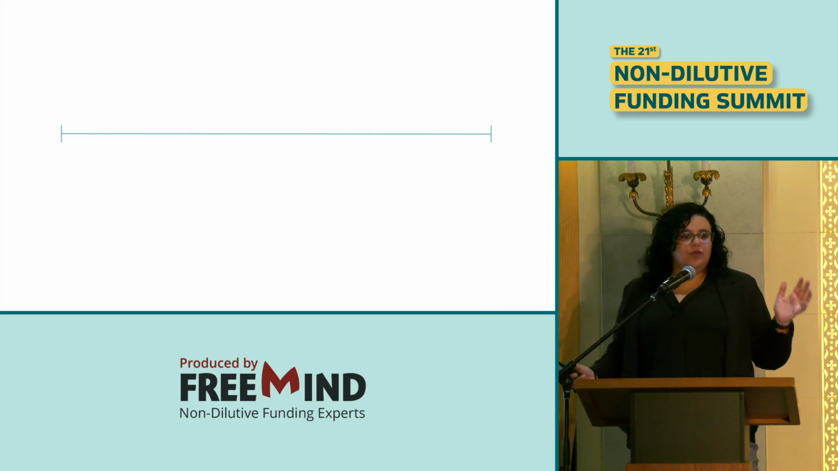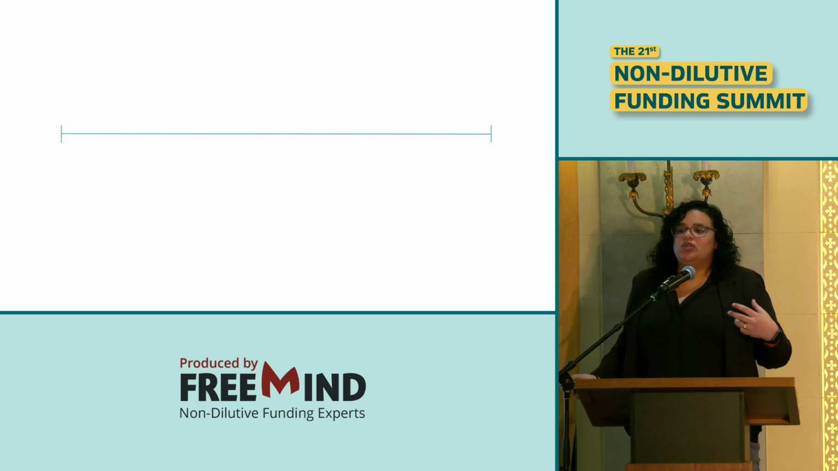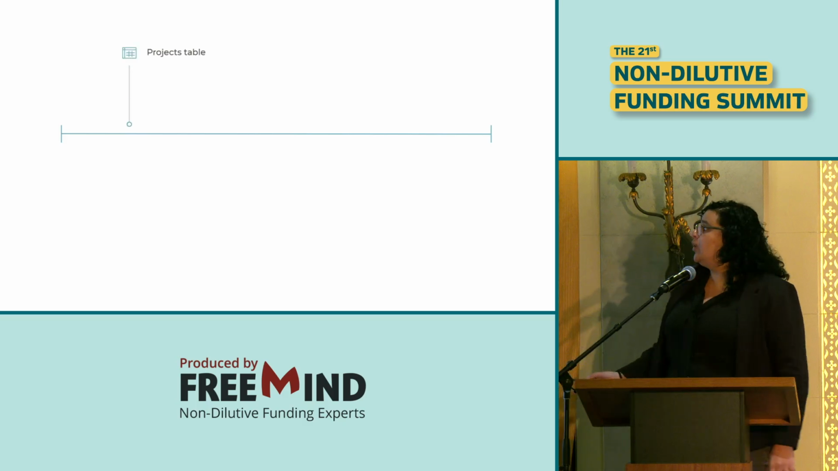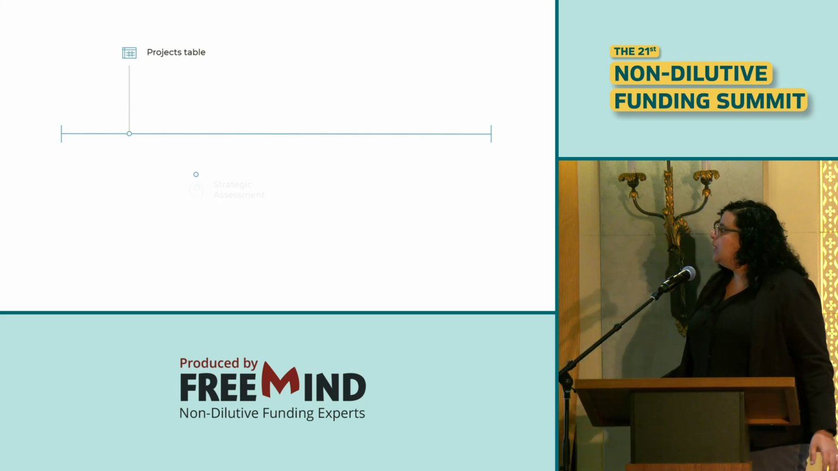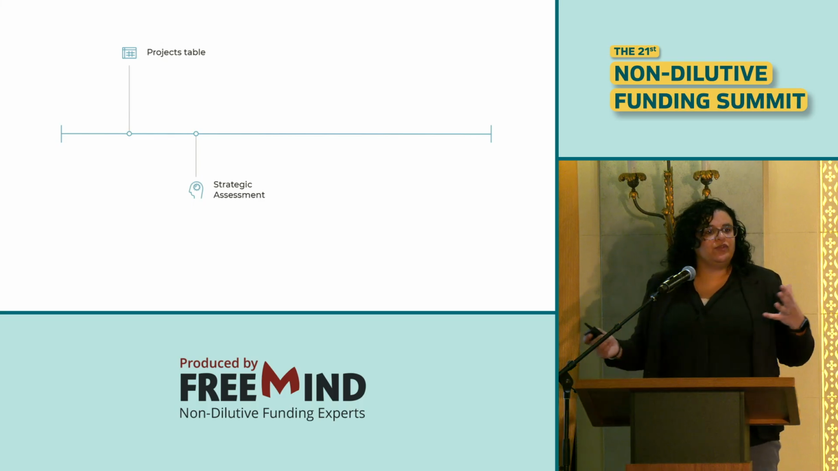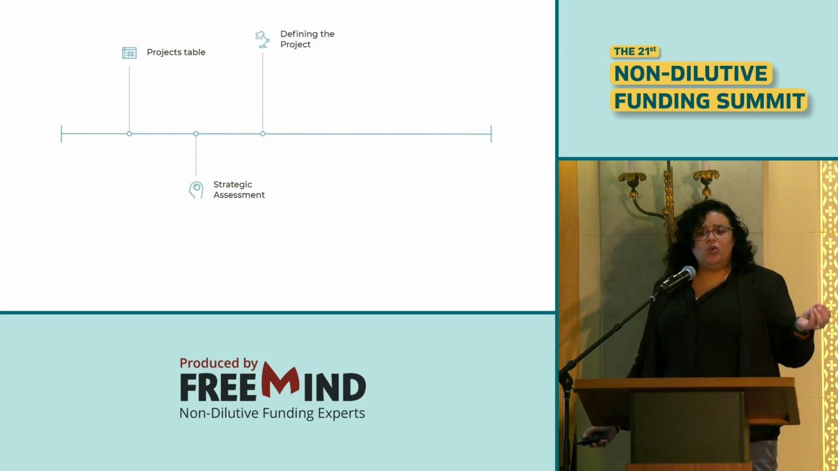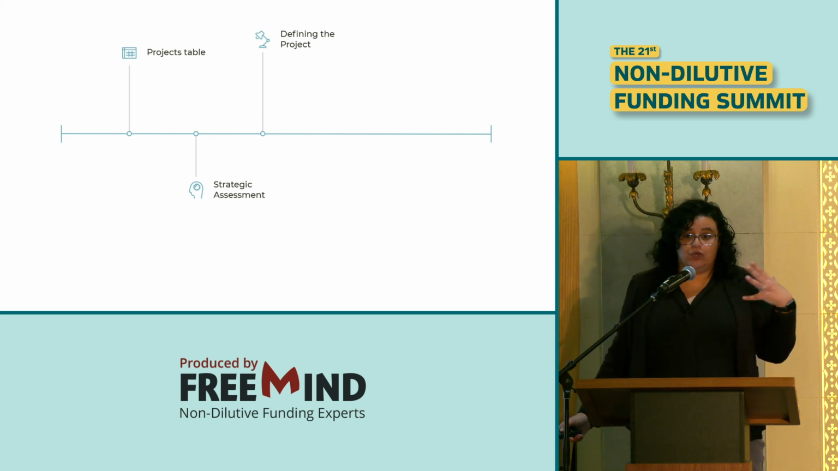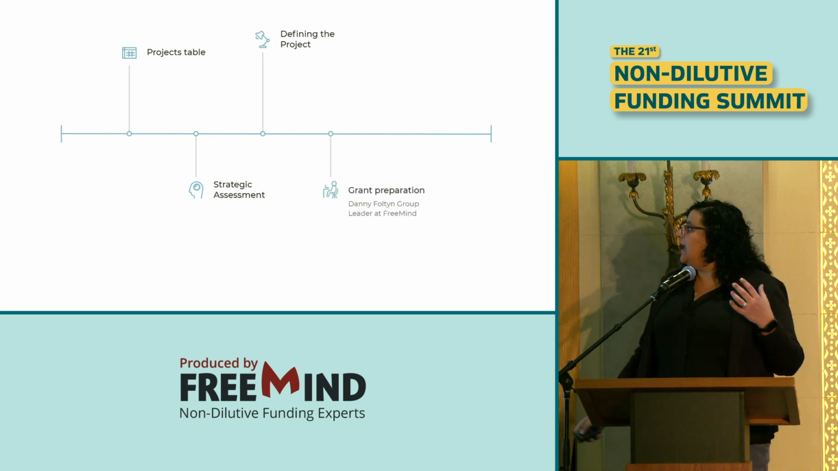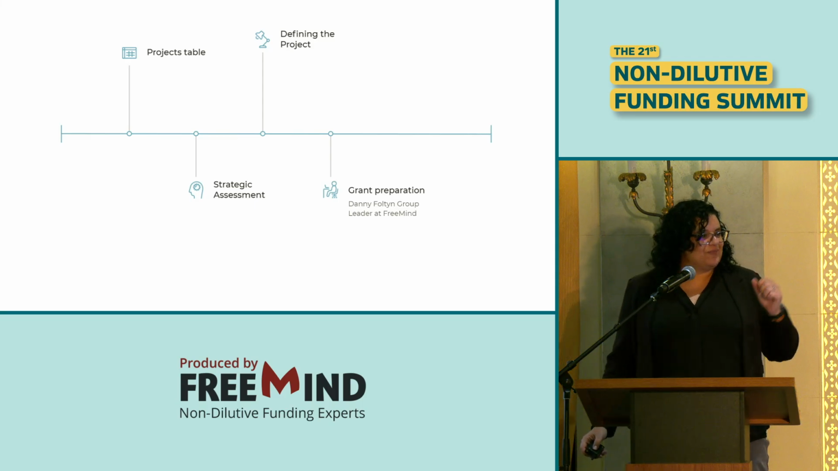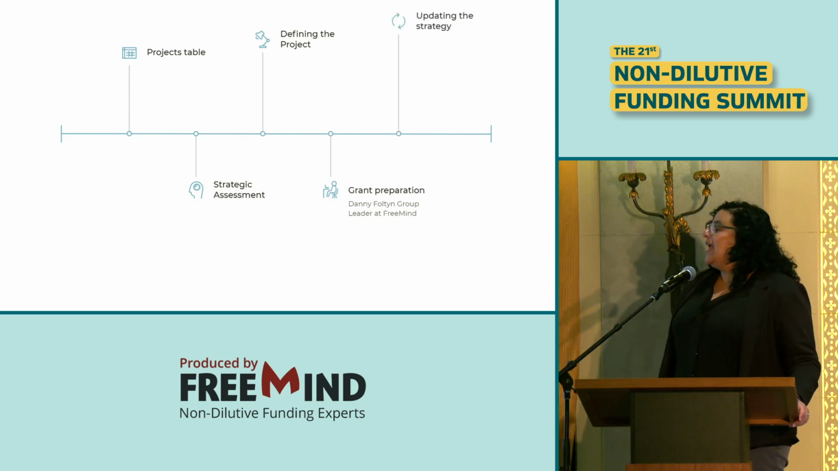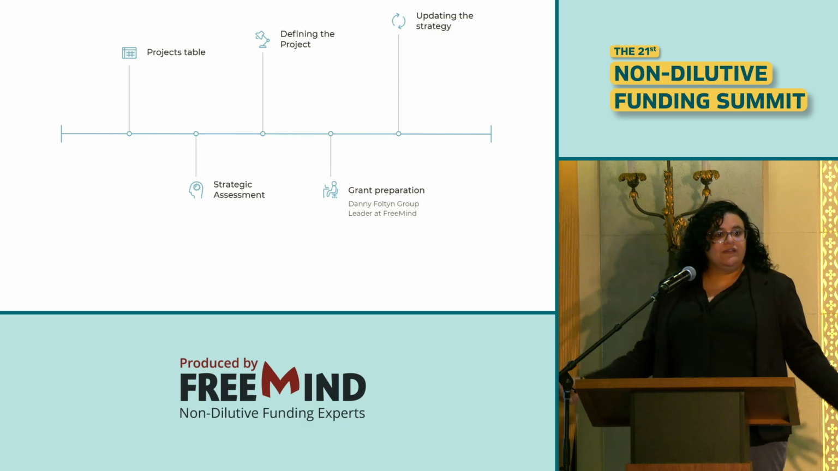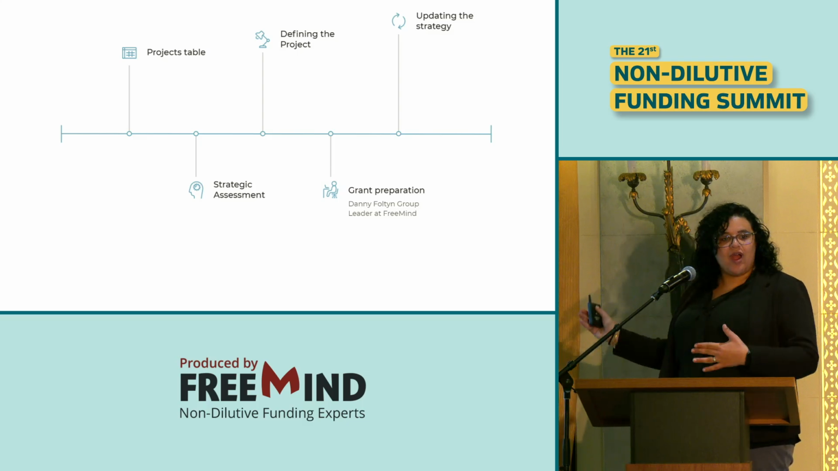So the way we work with clients, first, we need to learn about them and about their technology. So we'll start with getting information using a projects table. Then once we have that, we'll build a strategic assessment. We'll dive into specific projects for the first submission, and then we'll prepare the grant. This is the topic of my colleague Danny's talk, which will be after me. And then we'll update the strategy. Basically, this is a cycle, and I will dive into each one of those parts.